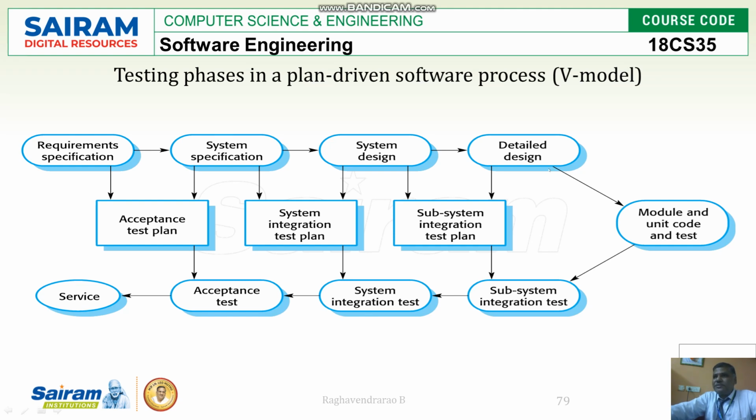Then system design and detailed design. There are many subsystems, and subsystem integration is going to be there. Those test plans you have to execute. If that works properly, then the subsystem integration test is passed. Finally the module design in detail, and module and unit testing. Individual modules are going to be tested.